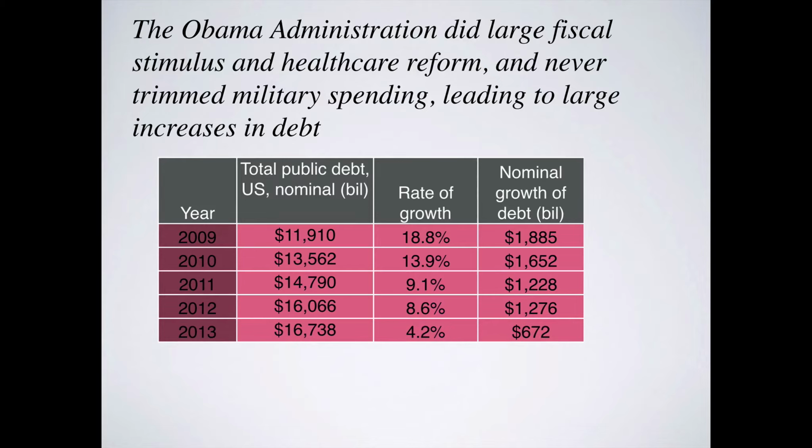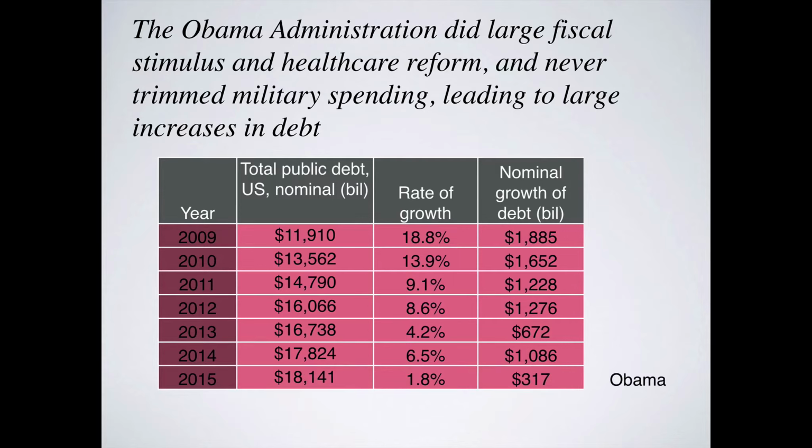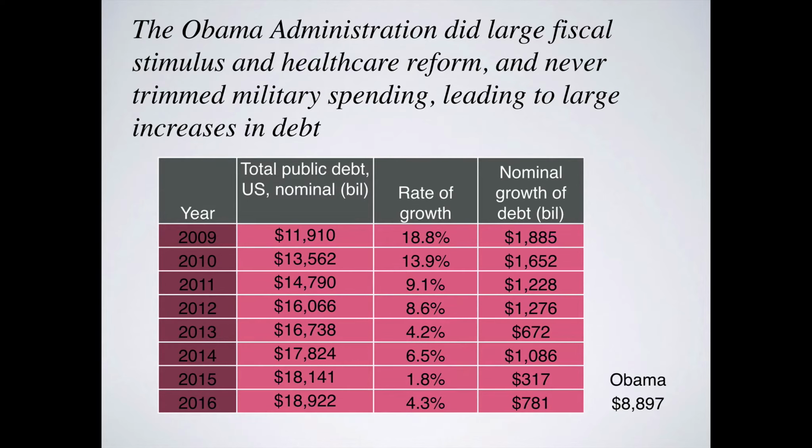It's still very fragile. In 2013, the Obama administration tries to pull back some of the spending, and so what we see is the rate of growth of the debt slows somewhat in the last few years of the Obama administration, going from 18.8% down to 4.3% by the end there. But still, the debt increases quite a bit under the Obama years, right? It goes from just under 12 trillion to almost 19 trillion, a pretty big expansion of the debt during that time.